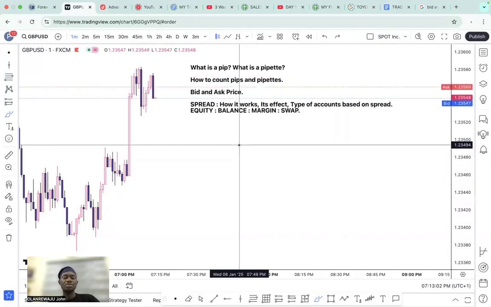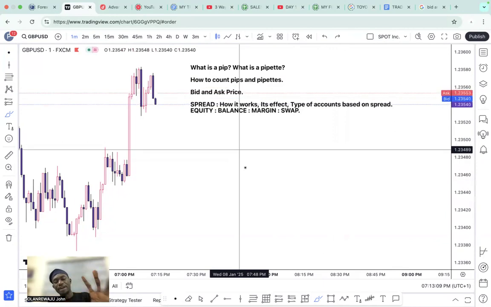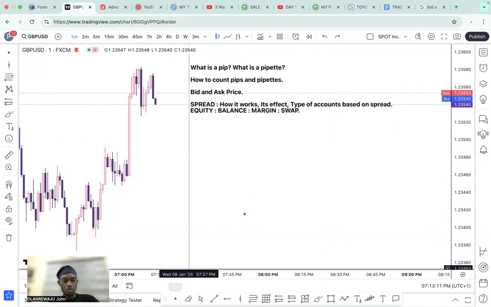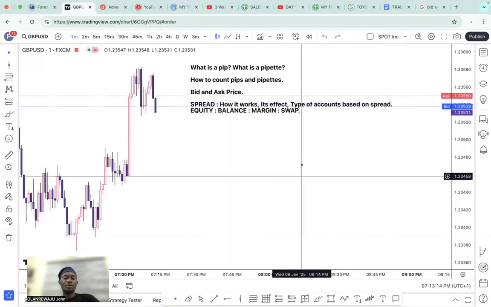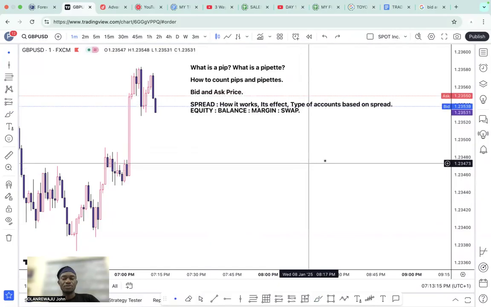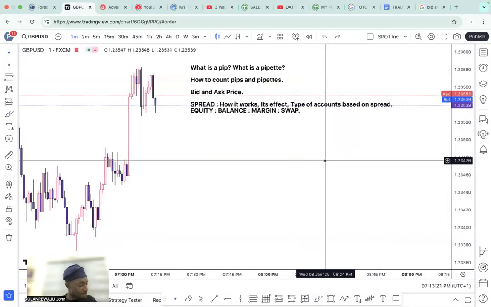So that is what spread is. Spread is the difference between your bid and ask price. And that is how your broker makes profits from providing a service to you. So at the end of the day, whether your trade ends in a profit or in a loss, your broker makes profits from your transaction. So that is what spread is and how it works.